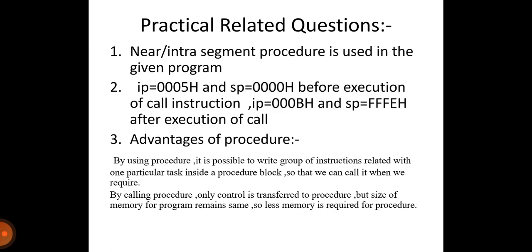Practical related question: which kind of procedure do you write in the program? For the questions asked in the experiment, we have written a near or intra-segment type procedure. Then the value of IP and SP before executing call and after executing call. Before executing call, IP value is 005 and SP is 00H, and after executing call, IP value will change to 00BH, and SP gets decremented by 2, that is FFFEH.